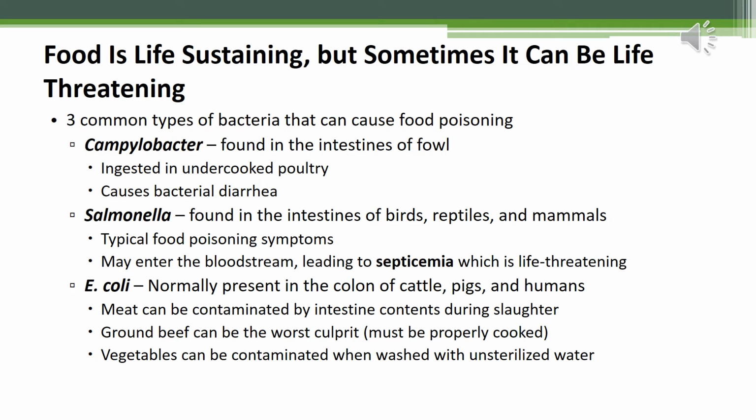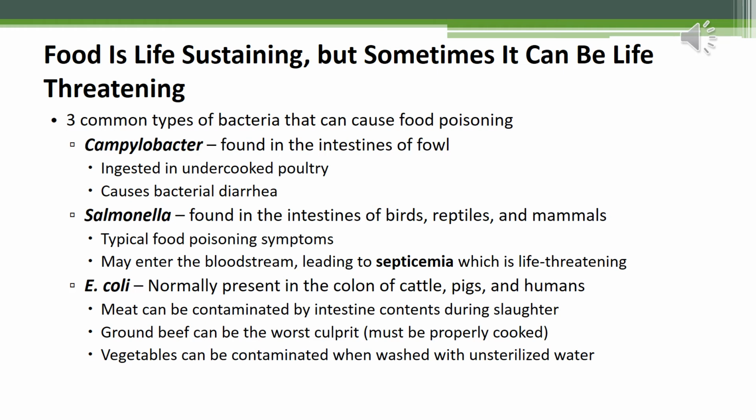Then there's Salmonella, which is also found in the intestines of birds and also reptiles and mammals. This displays typical food poisoning symptoms, so either diarrhea or vomiting usually. It may enter the bloodstream, which leads to a condition called septicemia, which can be life-threatening just because we don't really want bacteria in our blood. And then there's E. coli, which is typically present in the colon of cattle, pigs, and humans.